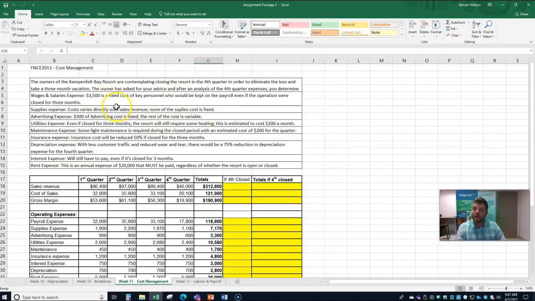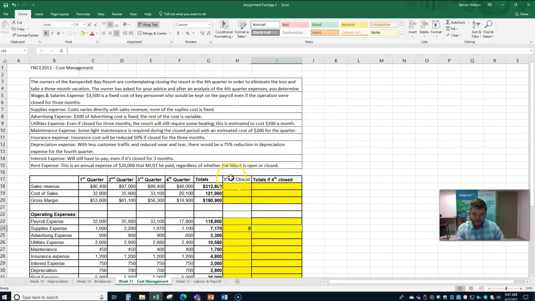So a few things that you need to understand. Wages and salaries, $3,500 of that is a fixed cost of key personnel who would stay on the payroll. General management, accountant, HR, something like that. Supply expense cost varies directly with the sales revenue. None of the supply cost is fixed. So when I go down here, if the 4th is closed, none of the supply cost is fixed, which means if you're not open, it's $0.